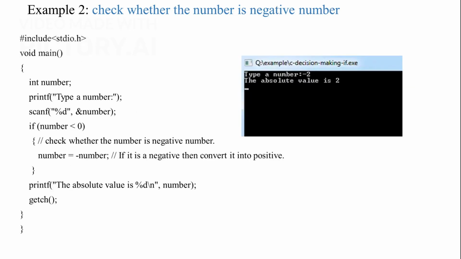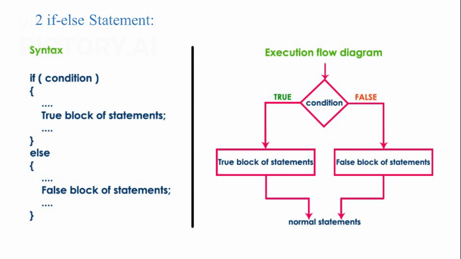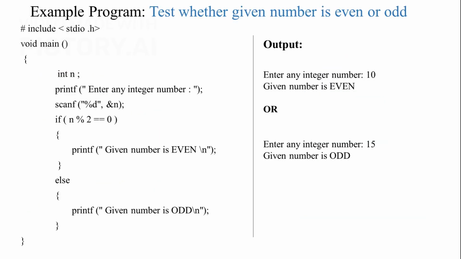In this example, we check if a number is negative and convert it to positive, demonstrating practical use of if statements. The if-else statement allows for executing different blocks of code based on whether a condition is true or false. Here's a program example that tests whether a number is even or odd using if-else statements.